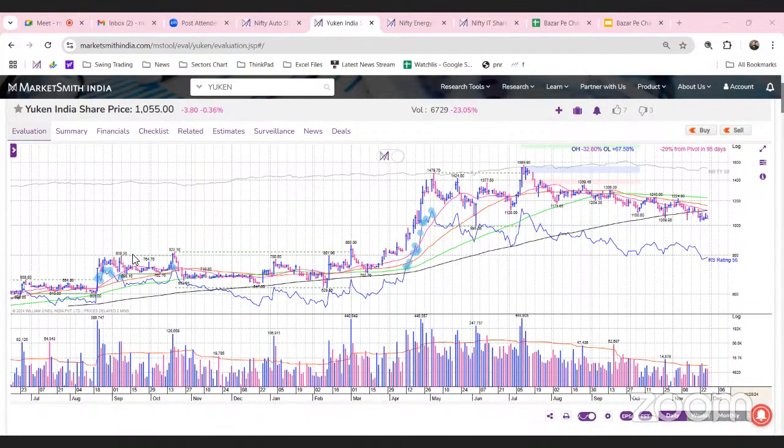There is still negativity, with a lower top, lower bottom formation. So one should avoid this kind of stock in the current market scenario. Next, JNS Power.